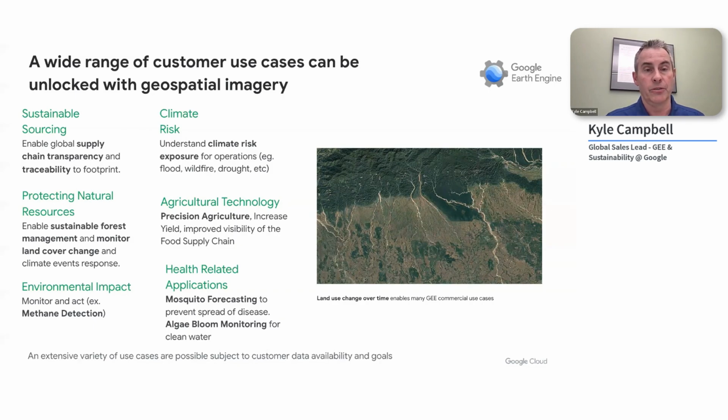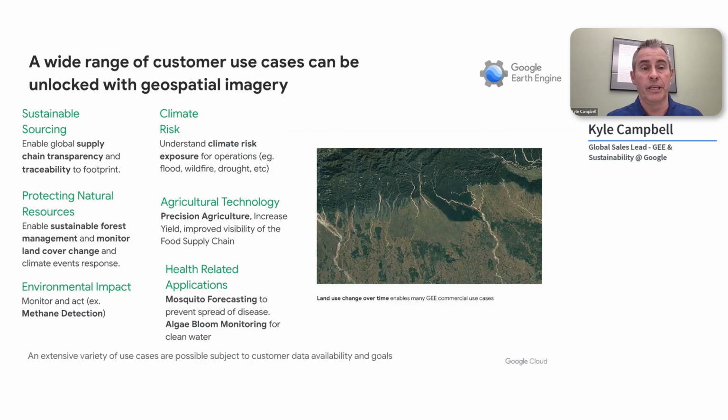Other areas that we see a lot of use case are climate risk and looking into climate change. We have many partners that are building models, running those inside Earth Engine, and climate risk is something that a lot of finance, insurance, and even government entities are looking into. It's a very top of mind area for them.